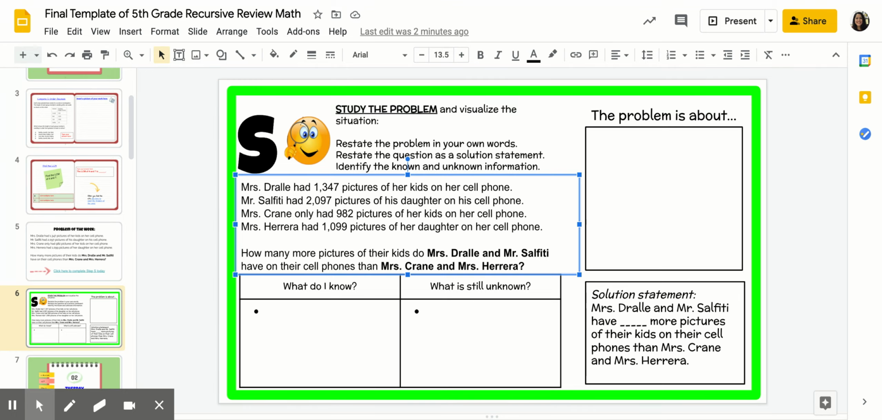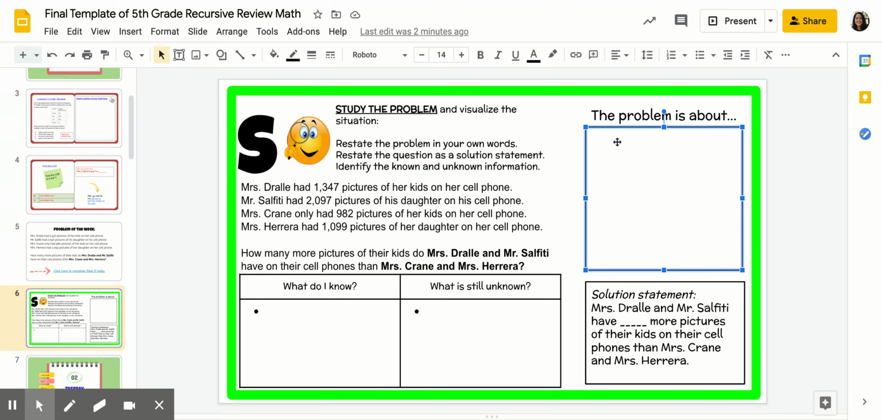Mrs. Herrera had 1,099 pictures of her daughter on her cell phone. How many more pictures of their kids do Mrs. Drawley and Mr. Salfiti have on their cell phones than Mrs. Crane and Mrs. Herrera? So hopefully you were visualizing that, picturing that in your head as you were reading that problem. So the first thing you're going to do is restate the problem in your own words.